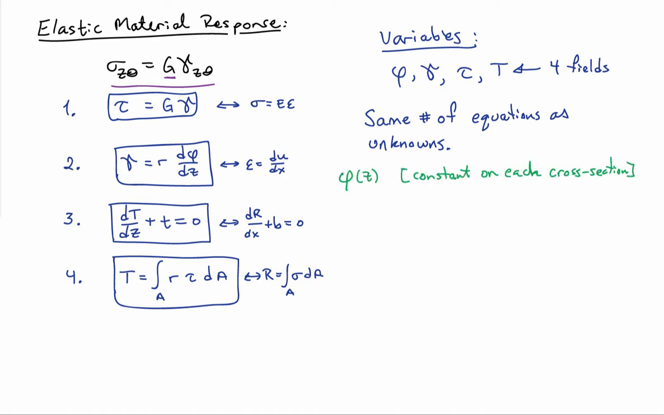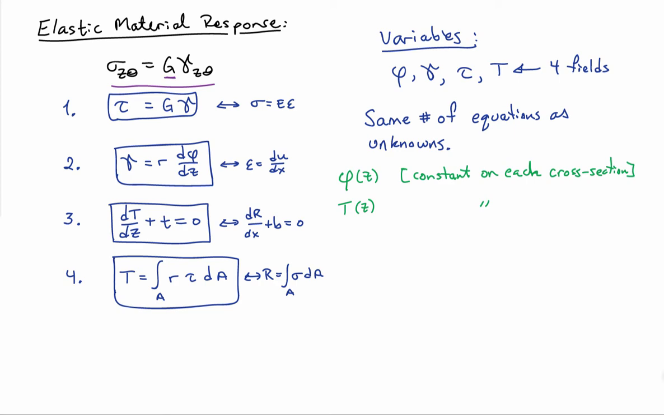A couple of things to keep in mind about the theory. First of all, the rotation field, phi of z, is constant on each section. So there's just one value per section. That's why it's only a function of z. It doesn't depend on radial position at all. And similarly, the internal torque T only depends on z also. So there's just one value per cross section.